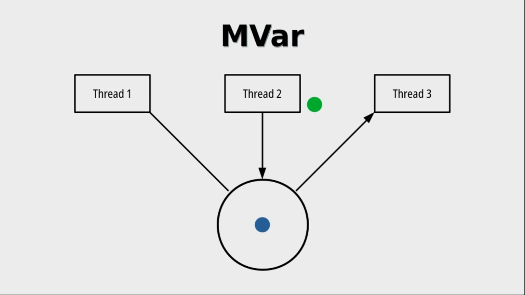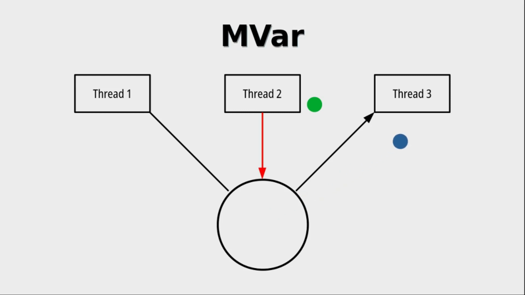Now thread 1 is satisfied. The action has finished, so now thread 1 can do whatever it wants to do. Let's assume that thread 2 goes next. Well, it can't, because the MVar is already filled with data. So now thread 2 is blocking.